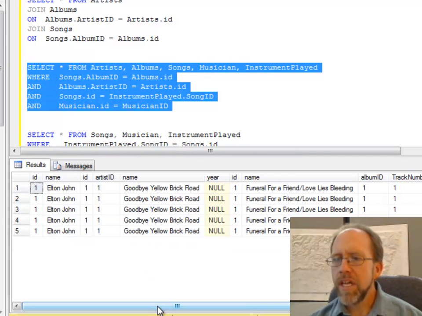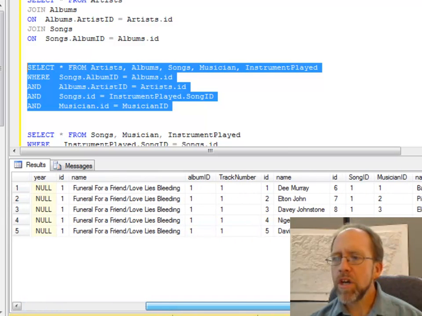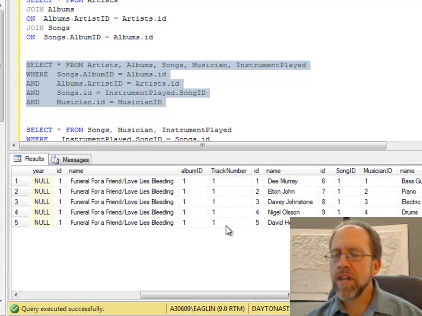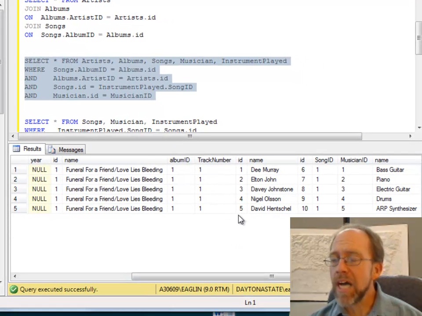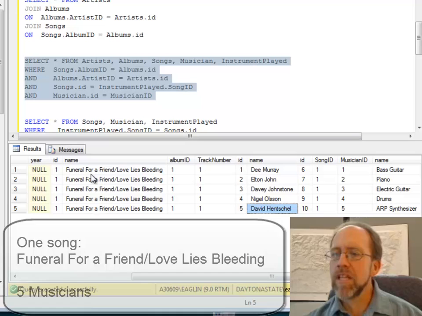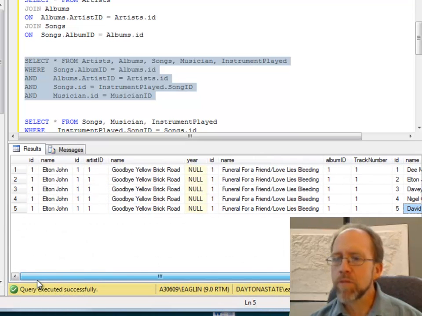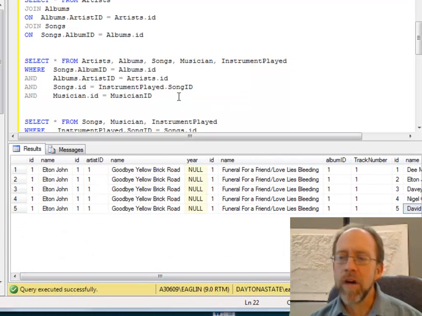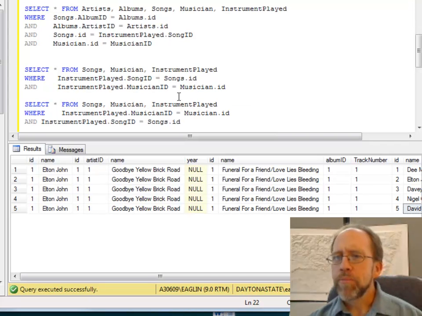Okay, and as you see, in this case, I'm only looking at one song. The reason I'm only looking at one song is essentially because I've only got one song that I've entered musicians for. So Dee Murray, Elton John, David Johnstone, Nigel Lawson, and David Henschel, who were the players on Funeral for a Friend, Love Lies Bleeding on the Goodbye Yellow Brick Road album by Elton John. So you can see the joins did actually go that next level.